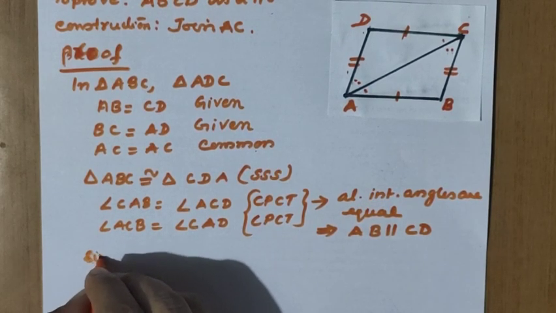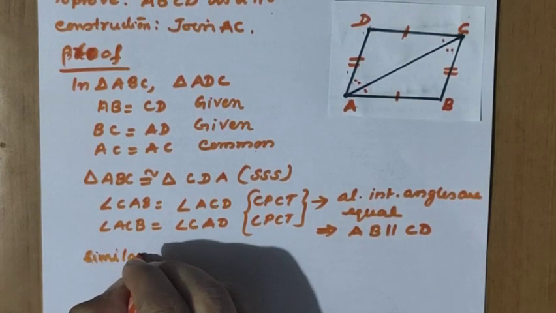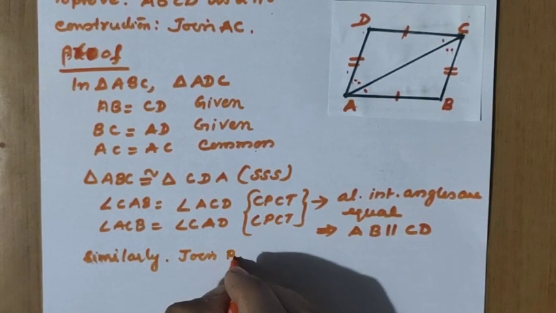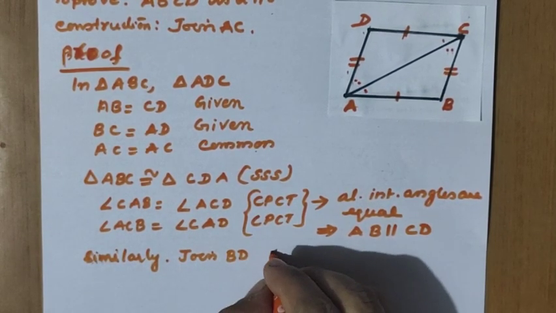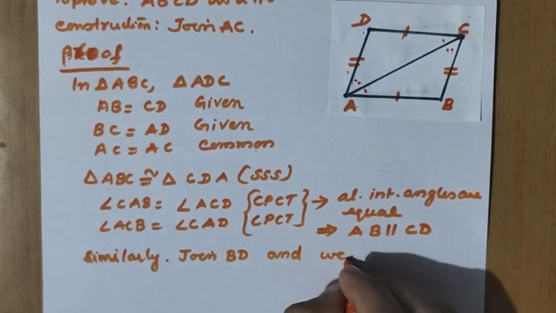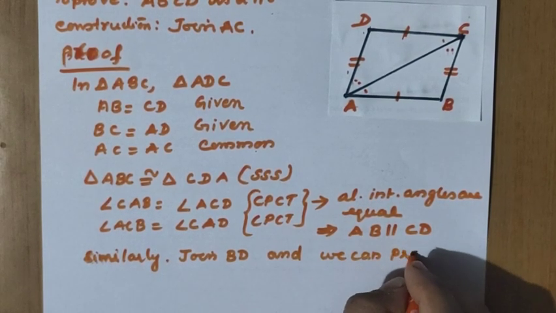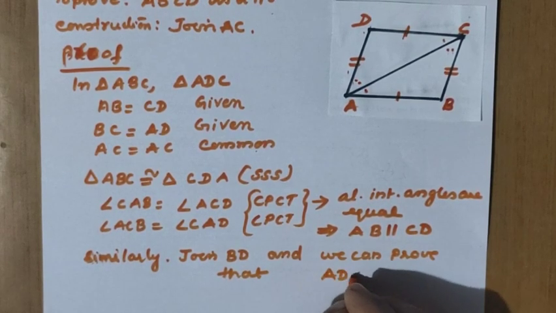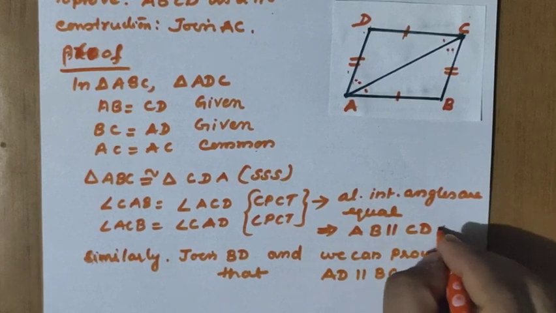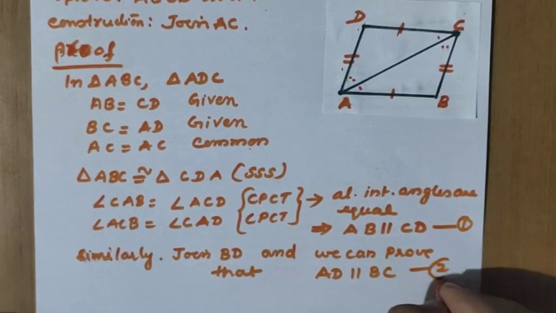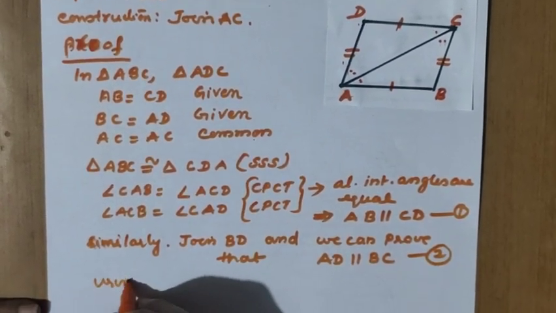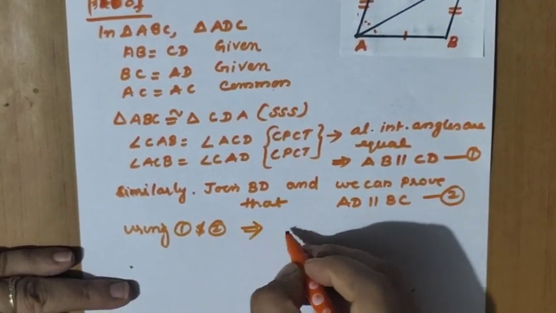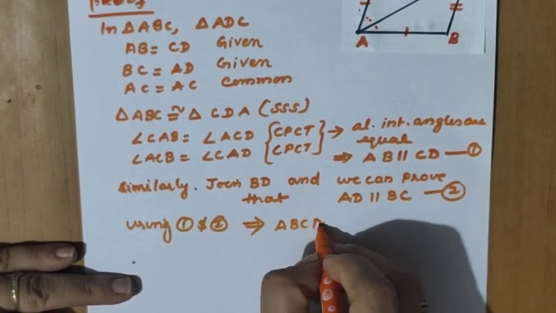So similarly, join BD and we can prove that AD parallel to BC. Now see this first equation and the second equation. Using 1 and 2, what is the conclusion we can make? ABCD is a parallelogram.